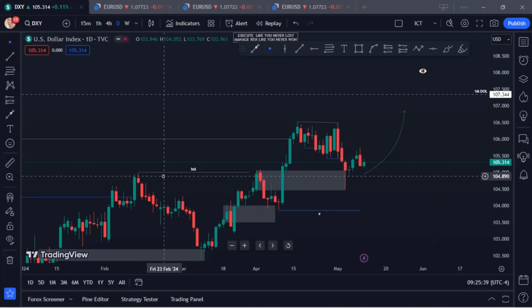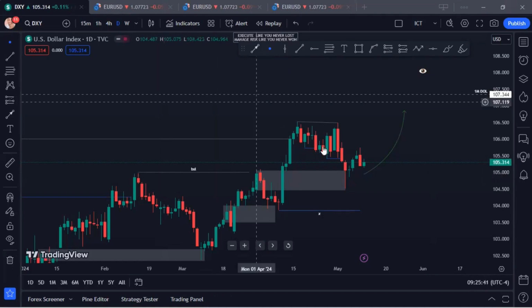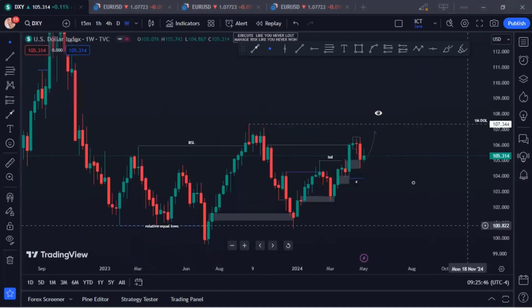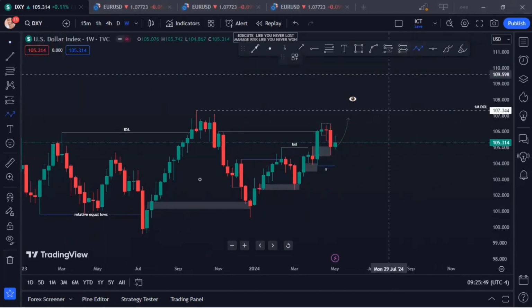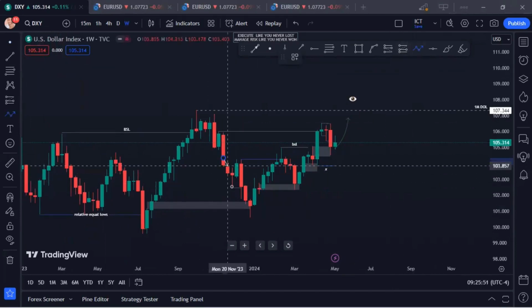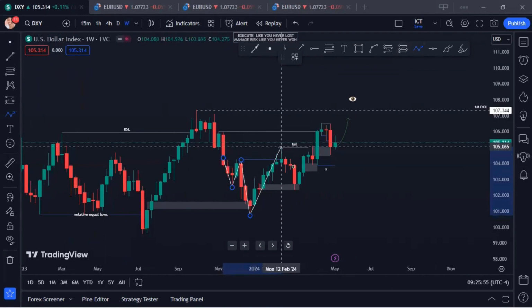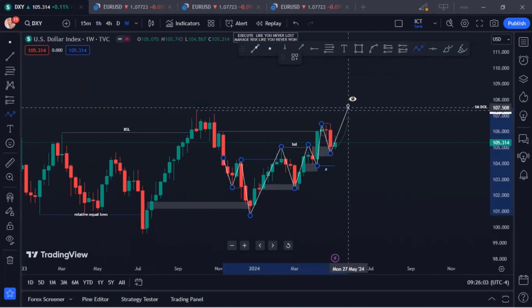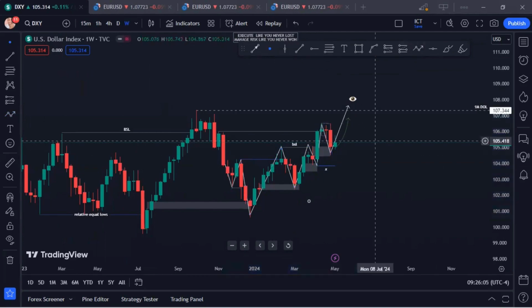So now looking at the DXY right here, you see that the current institutional order flow of the DXY from the weekly time frame is bullish. You can see how price has moved from this point, taking this point and taking this high. Internal liquidity, external liquidity taken, returning to this internal liquidity, external liquidity. Now here we are in internal liquidity. So this is the expectation for the week.